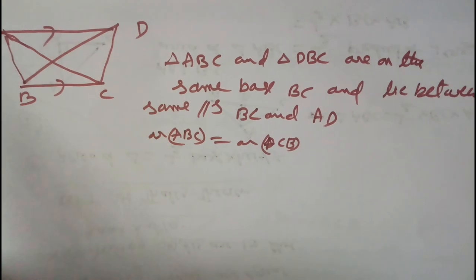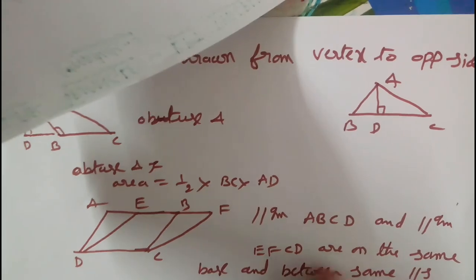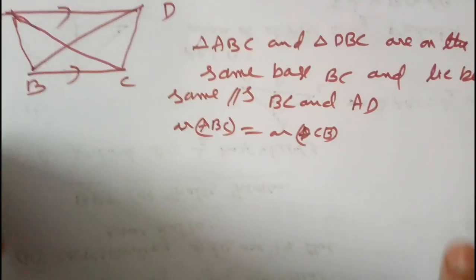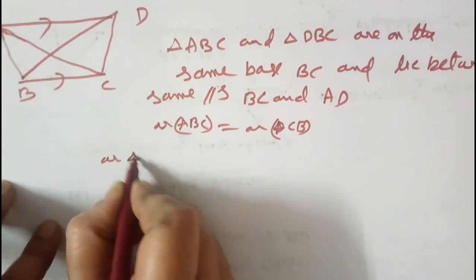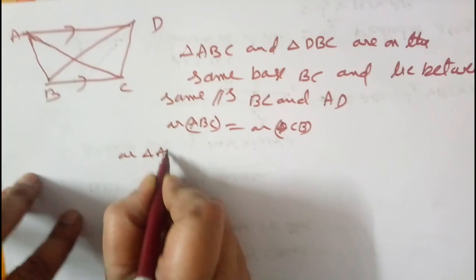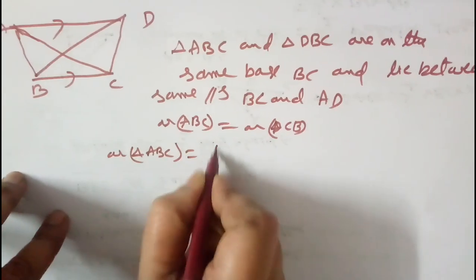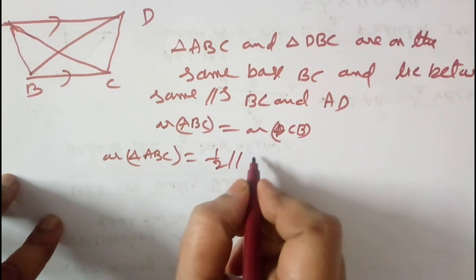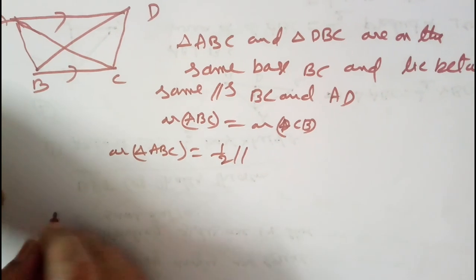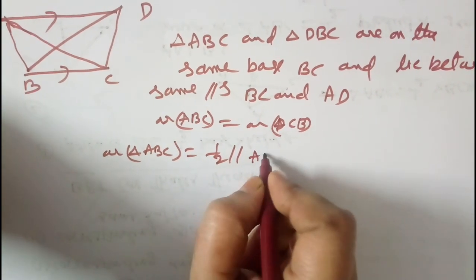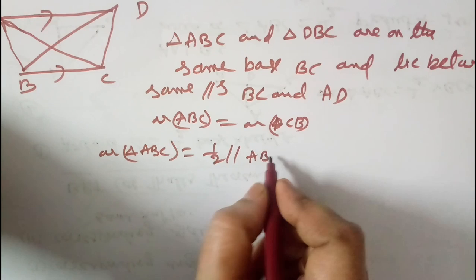If two parallelograms are on the same base and between the same parallels, areas of the two parallelograms are equal. One more concept: if a triangle and a parallelogram are on the same base and between the same parallels, area of triangle ABC is half the parallelogram ABCD.